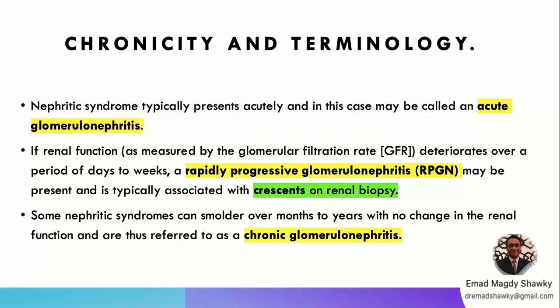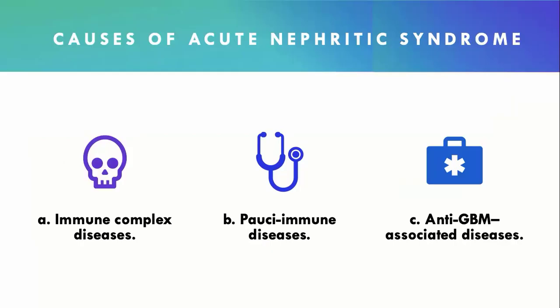Some nephritic syndromes can persist over months to years with no change in the renal function, and are thus referred to as chronic glomerulonephritis. So the majority is acute, we have some extra-acute or rapidly progressive glomerulonephritis, and some less common chronic glomerulonephritis. So what can cause this? We have three main causes, and those main causes are divided according to the utility of investigation.